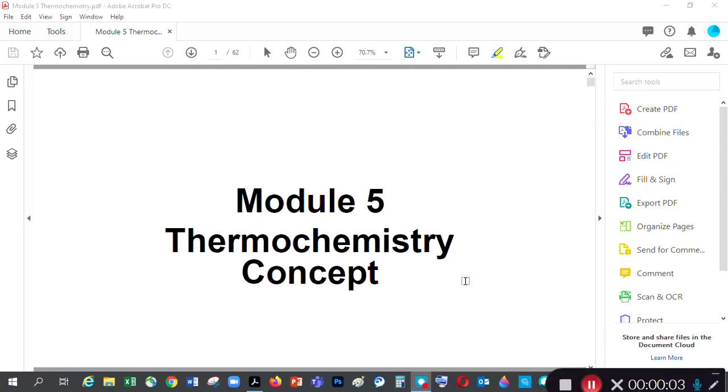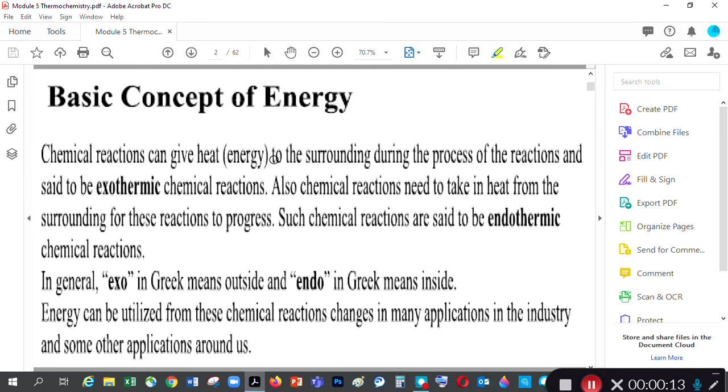Today, we're going to go over Module 5, Thermochemistry Concepts. So we'll start with the basic concept of energy. A chemical reaction can give heat, which is energy, to the surroundings during the process of the reaction. When it gives away heat, the reaction is called an exothermic chemical reaction.